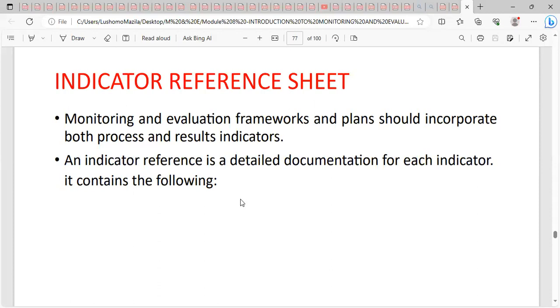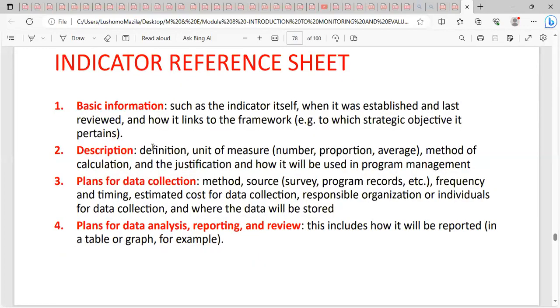One thing you should know is that when we talk about this sheet, it's not really a document. It's more like a table format, and it includes everything about a particular indicator. So what does it contain? It contains things like basic information. What is that indicator all about? How does that indicator link to the framework?